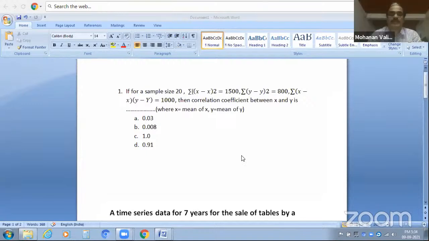For example, size 20. Can you? Yes, sir. Correlation problem only. So that is what I was talking about, sir. Good you have given this question. So this is what I was talking about, because I have taught you sigma dx square, right?